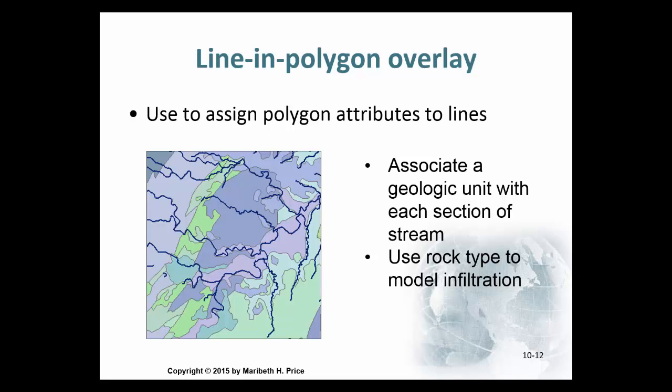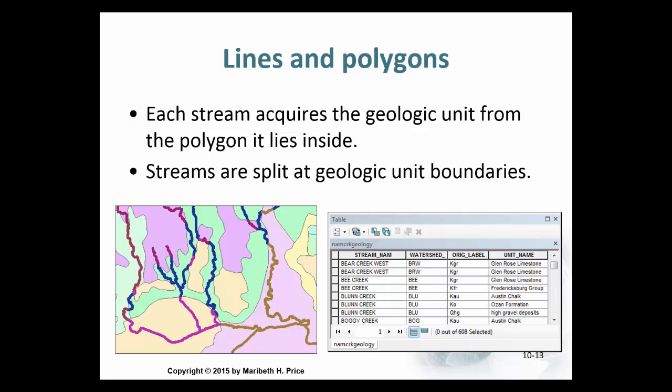Line and polygon will assign the polygon attributes to the line features. In this case, the streams acquired the attributes from the geological polygons they lie inside. Notice the streams are split at the polygon boundaries.